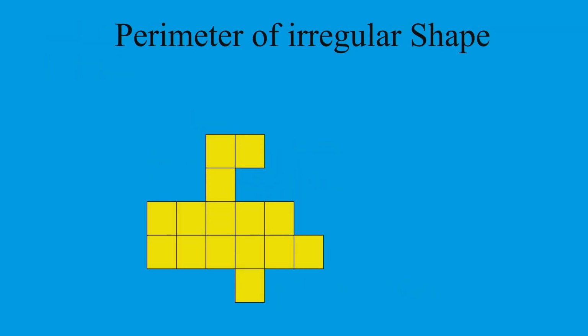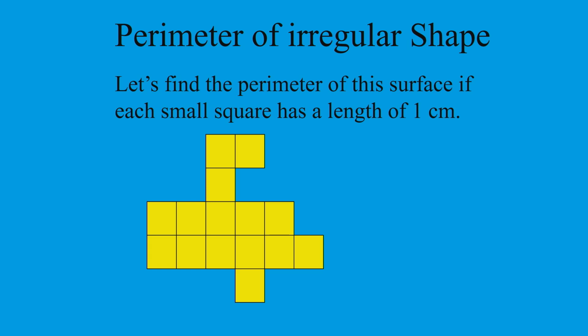Now, let's find the perimeter of this irregular shape. We will proceed by finding the total length around the irregular shape. Let's find the perimeter of this surface if each small square has a length of 1 centimeter. We will proceed by finding the total length around the figure.